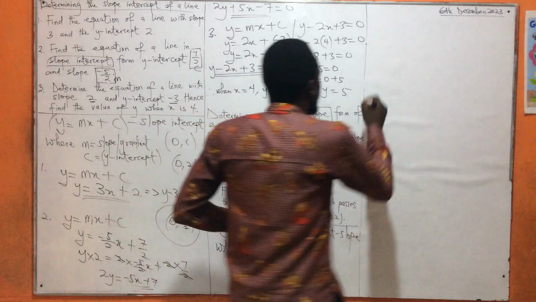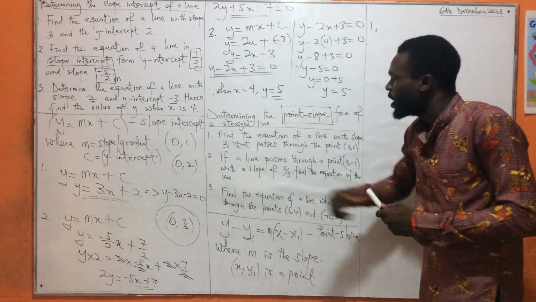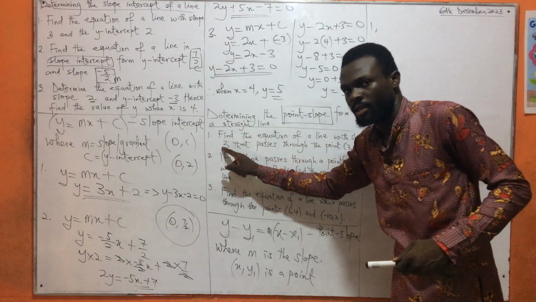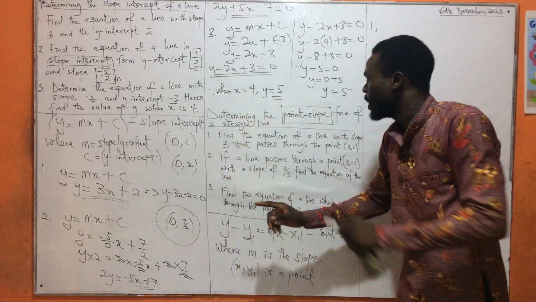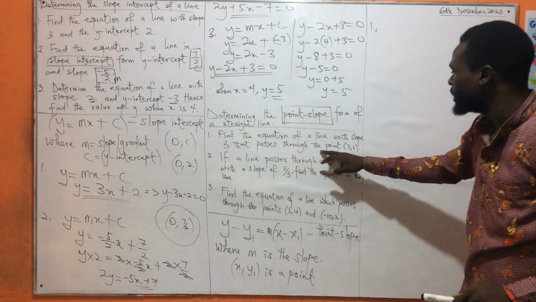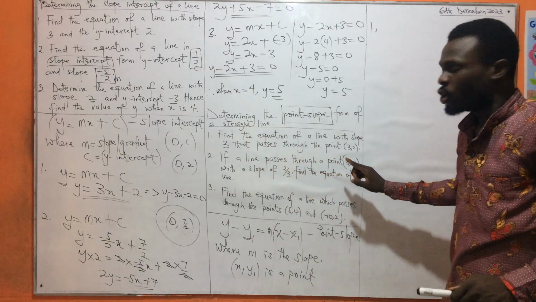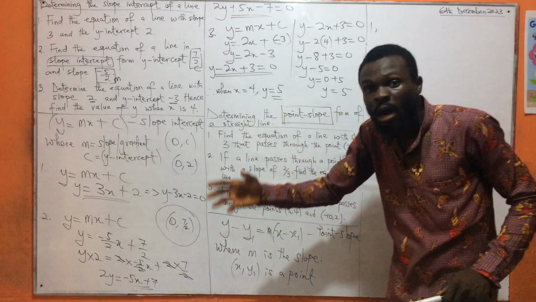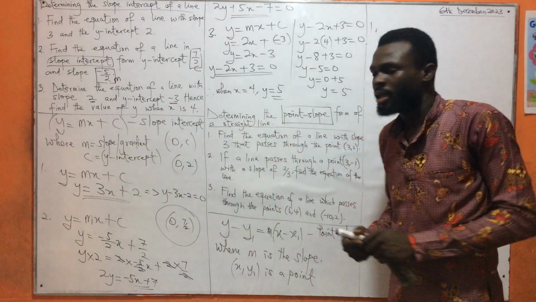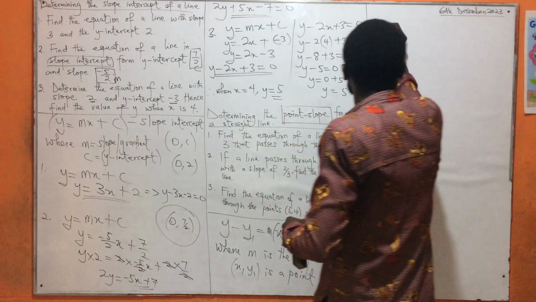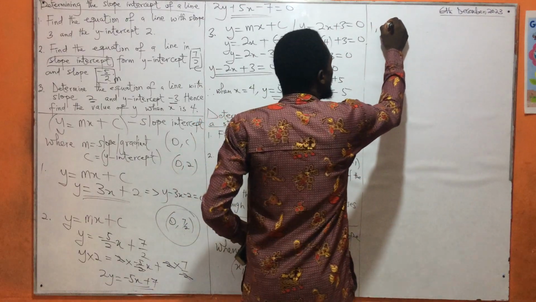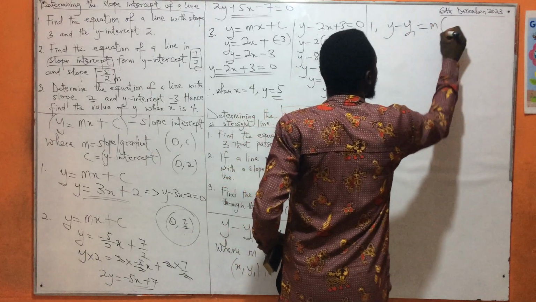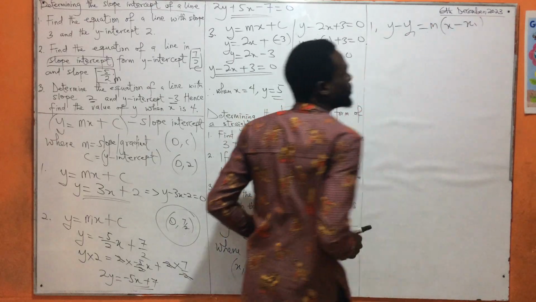Good. So number 1, it says find the equation of a line with slope 3. So we know the gradient 3, and that it passes through the point (3, 2). So we know the slope, and we have been given 1 point. So now I can find my equation. To find the equation, I'm going to use the point slope, which is y minus y1 is equal to m bracket of x minus x1.